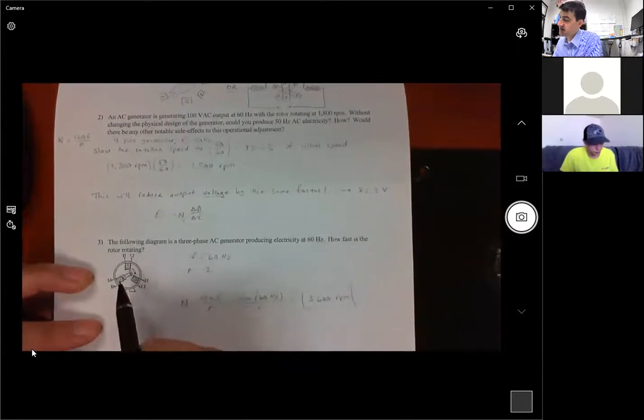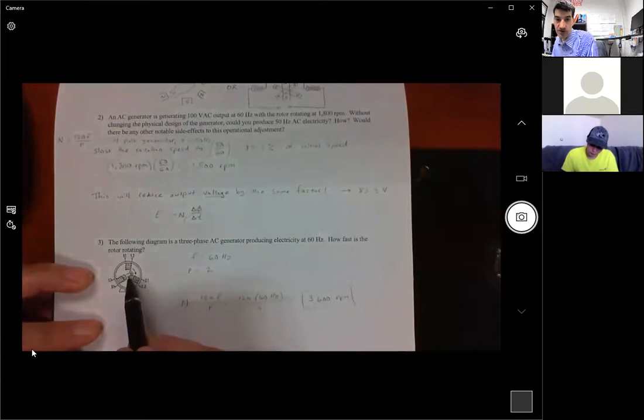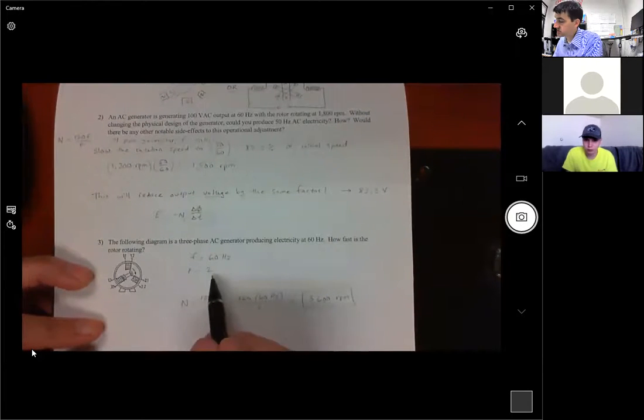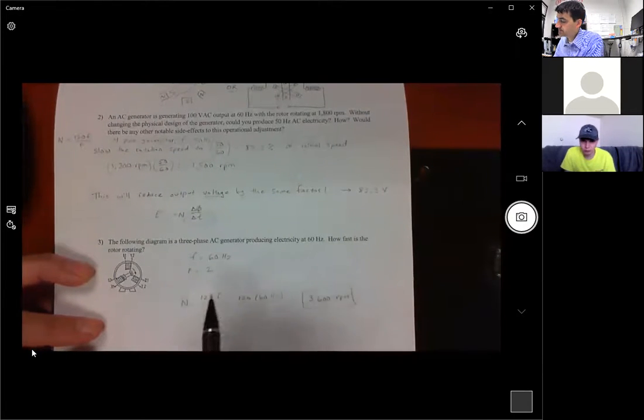In this case, we have the magnetic field on the rotor. You can see the little N and the little S that tells you this is the magnetic field. So we've only got 2 poles, 1, 2. So our frequency is 60 hertz. Our number of magnetic field poles is 2. So just plug that in. N equals 120 times F, which is 60 hertz, divided by P, which is 2. And you get 3,600 RPM.